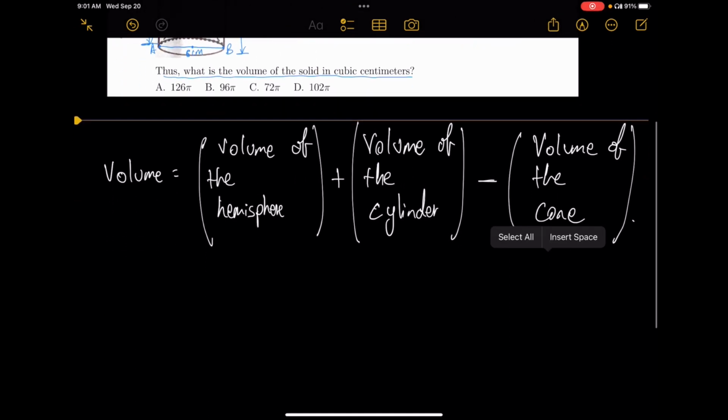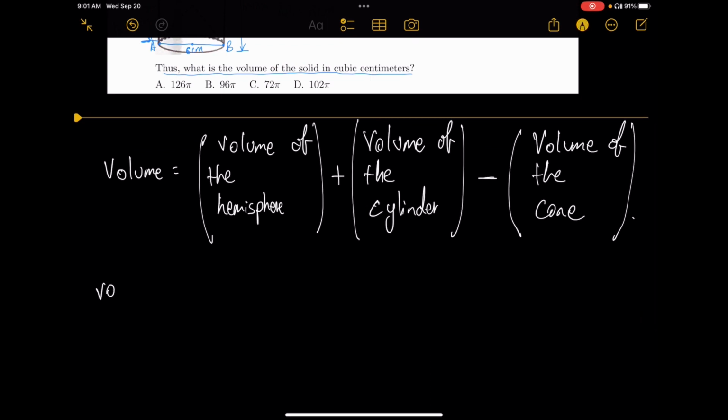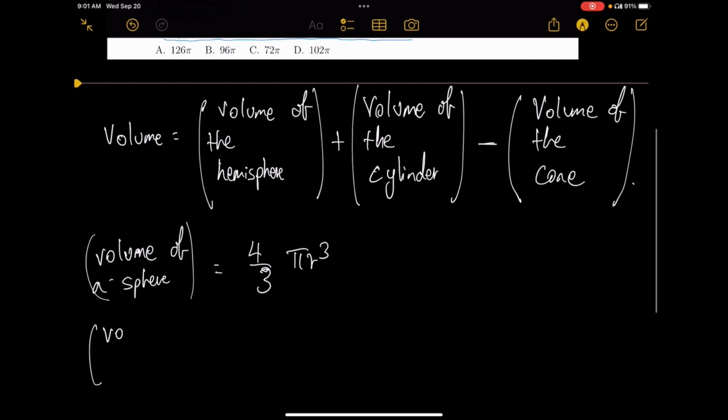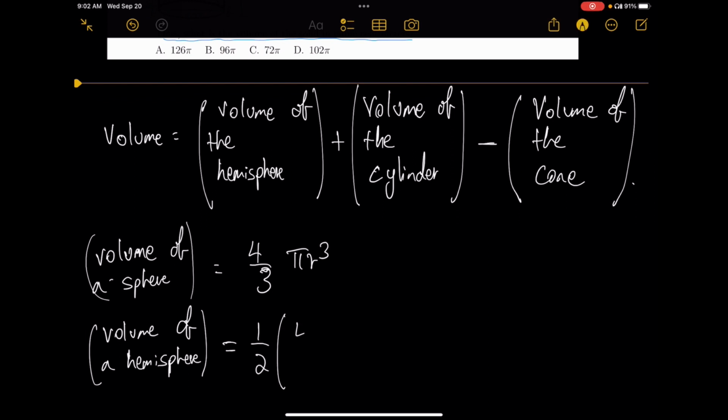let's first find the volume of a sphere. What is the volume of a sphere? The formula for the volume of a sphere is 4 over 3 pi r cubed, right? But now since it is a hemisphere, it is half of this. That's the volume of a hemisphere. The volume of a hemisphere would be half of this. Half of 4 over 3 pi r cubed, which would be 2 over 3 pi r cubed. It should be 2 over 3 pi.